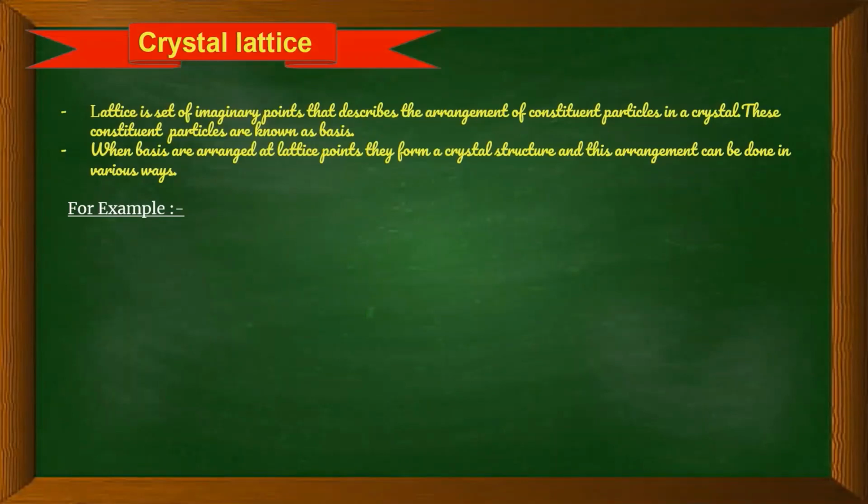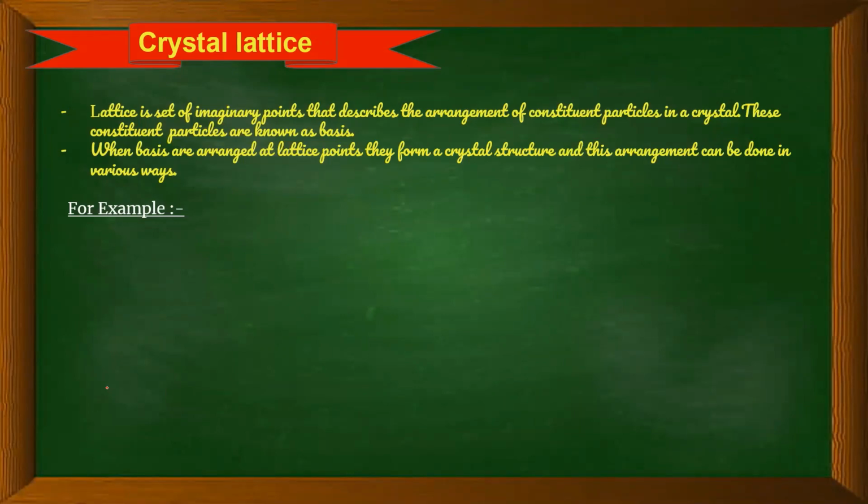These points are known as lattice points. Lattice points are the positions which are occupied by an atom, ion or molecule. Lattice points are the points which our constituent particles occupy, and these constituent particles we call bases. So, when bases are arranged at the lattice points, they form a crystal structure, and this arrangement can be done in various ways.